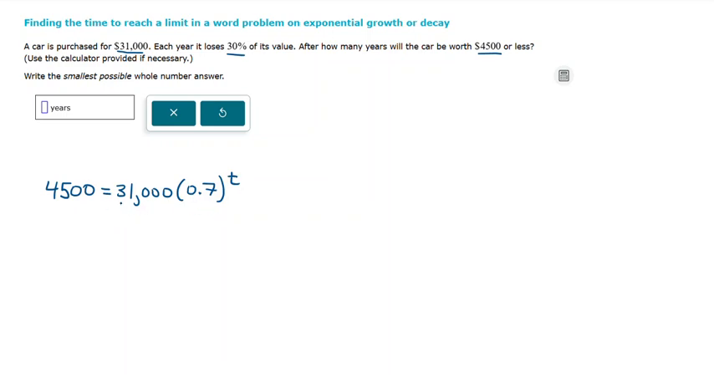So to set this up and solve the equation, my first step is going to be to divide both sides by 31,000. So I would do that on my calculator. And I get 0.14516.